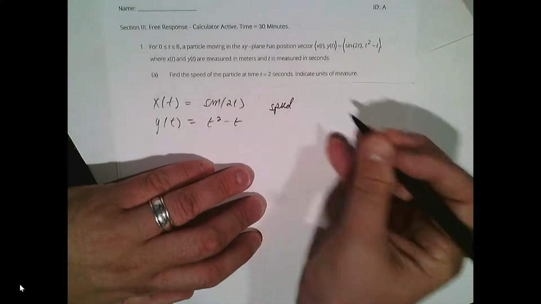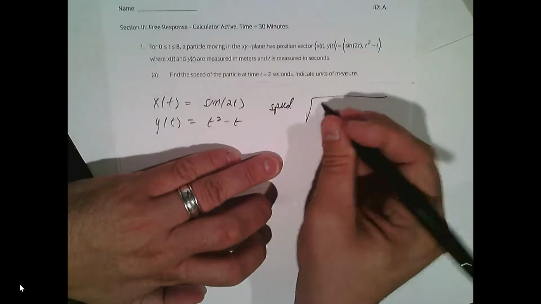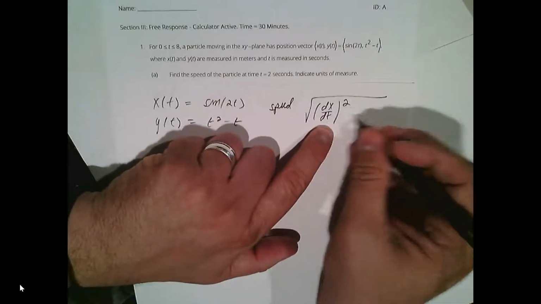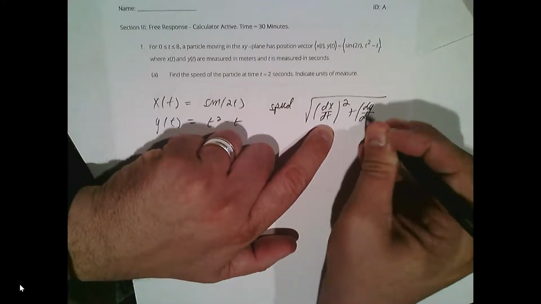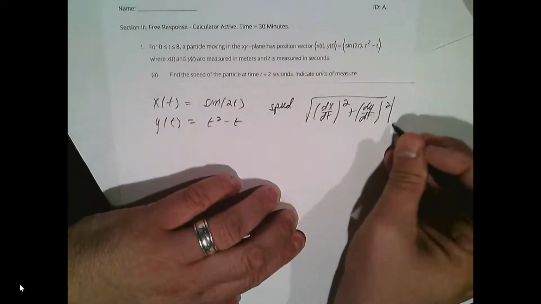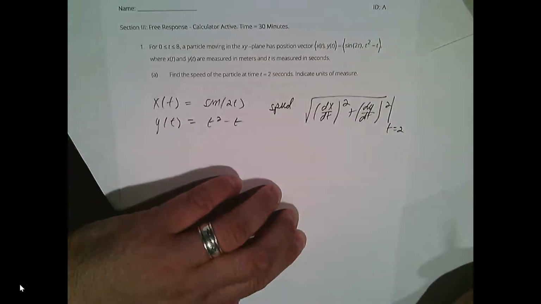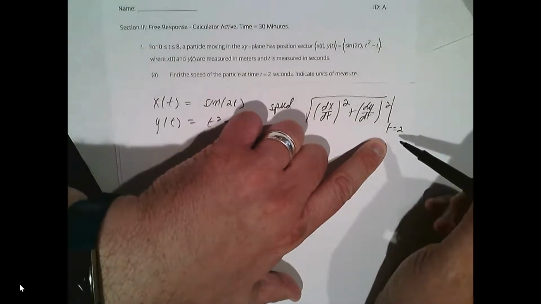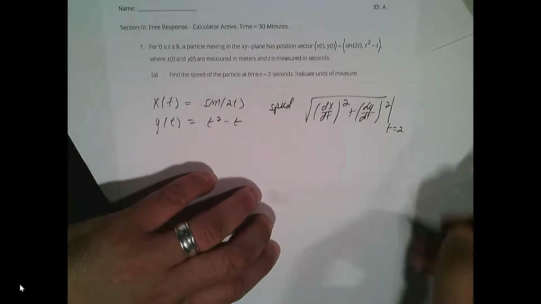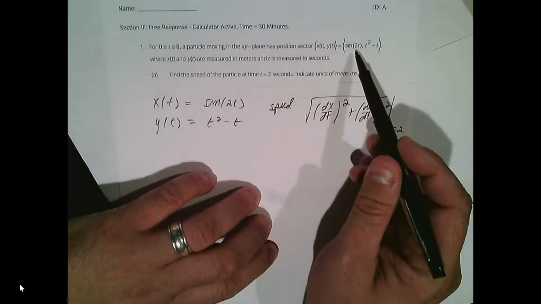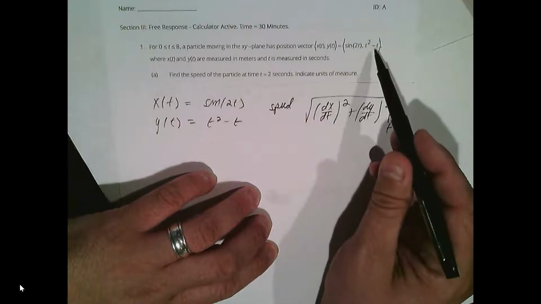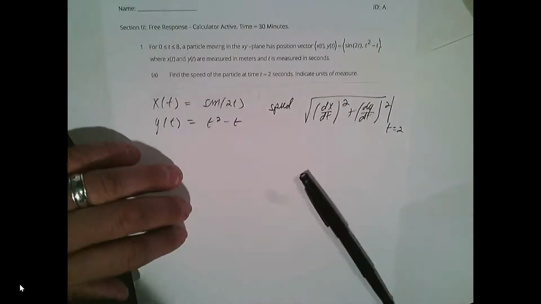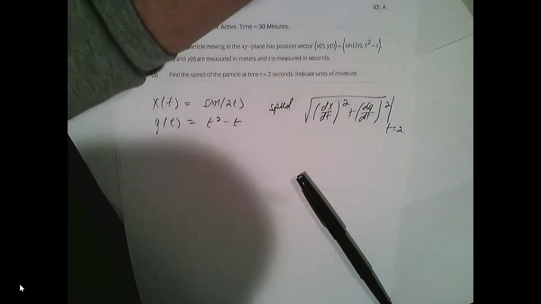Well, when we're dealing with parametrics, the speed at any time is found by looking at the velocity in the x direction squared plus the velocity in the y direction squared, and then you take the square root and evaluate at whatever particular time we need. In this case, it's going to be at time t equals 2. Now, I could pretty easily find the derivative of sine of 2t and the derivative of t squared minus t, plug it in, but I want to see if we can maximize our calculator for this work.